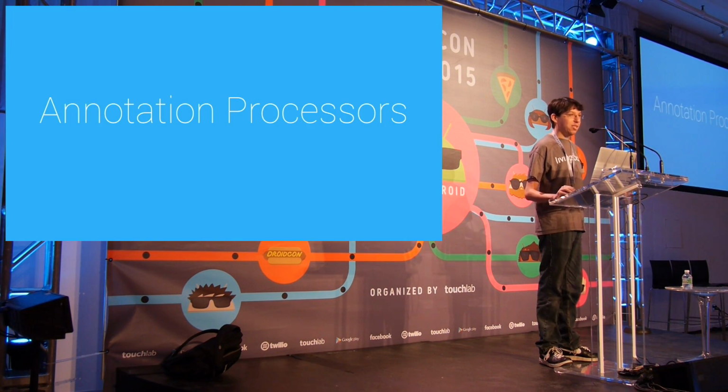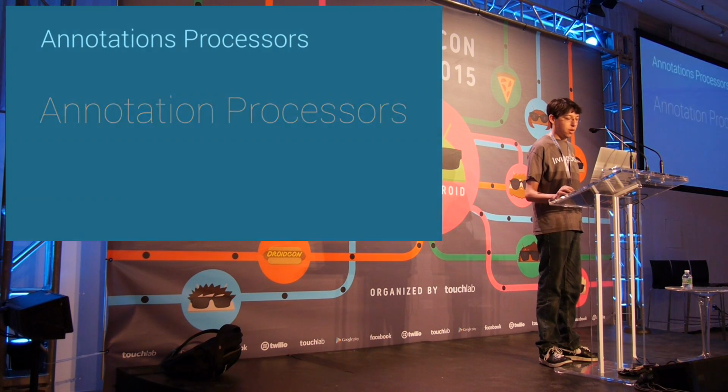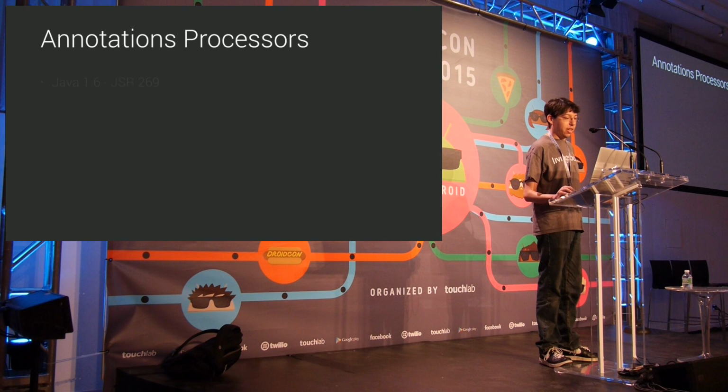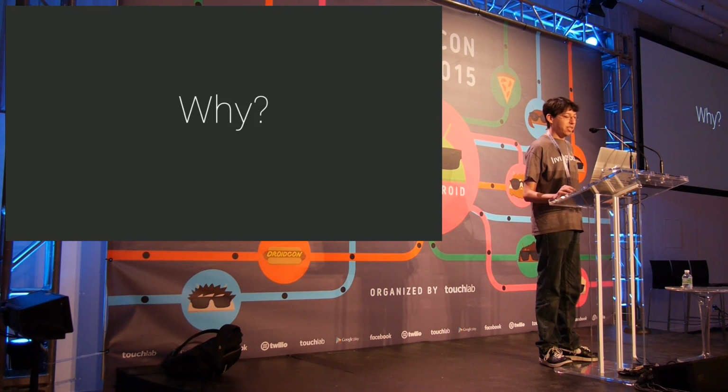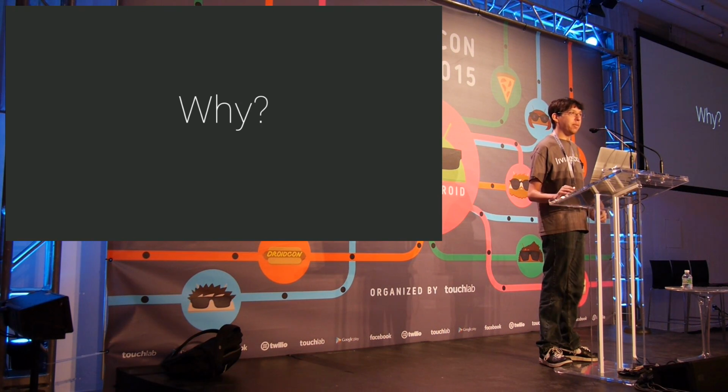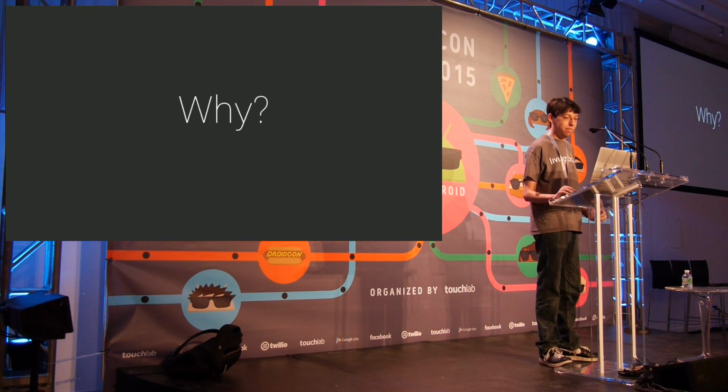So now, the actual reason we're here: annotation processors. Annotations came around in 1.5. Annotation processors came around in 1.6. They were integrated into the compiler, which is something you don't really need to know about, but it's always interesting to hear. So why would you want to write an annotation processor? They're good for two main things. One is generating code that is repetitive or prone to bugs from copy and pasting. Or code that's not trivial to write, but you don't want to have to write it yourself every time, so the compiler can write it for you.